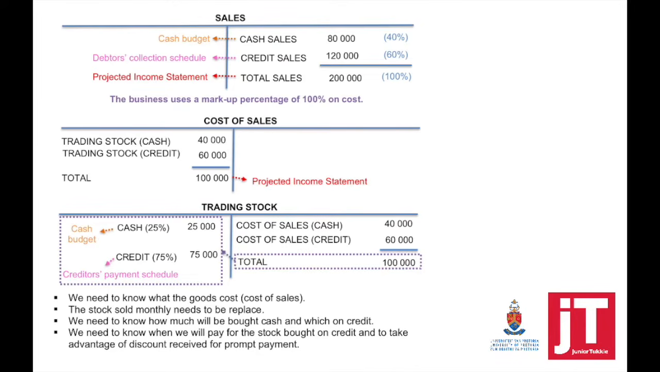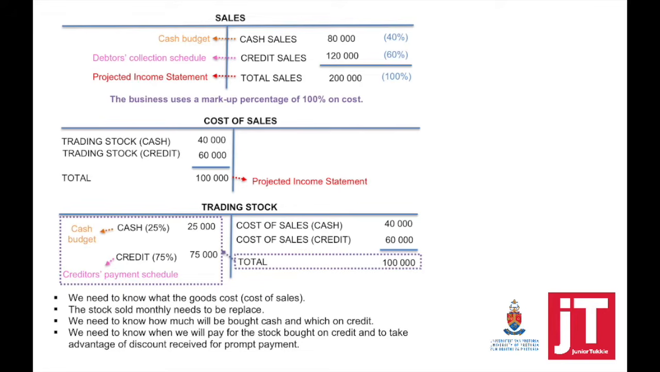But when we're buying on credit, it means that our creditors, our suppliers, we need to pay them based on the credit terms. And if there is a discount that we can receive for prompt payment, we need to take advantage of that. Based on all of that, we will work out our expected payment to our suppliers. And that expected payment to our suppliers will go into our cash budget.